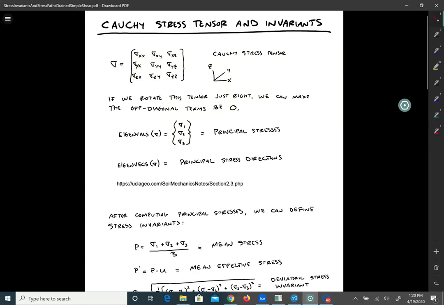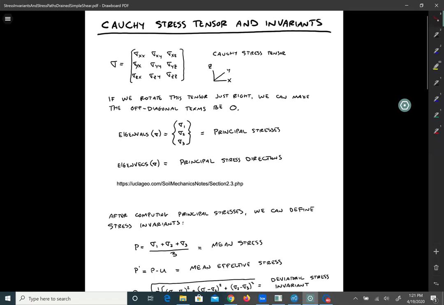Now if we have a known stress condition, say vertical, horizontal, and horizontal the other way, and then shear stresses in all those planes, we can rotate that soil element and get a new stress tensor, right? The stress values change upon coordinate rotation. So if we change coordinate systems, the values change.